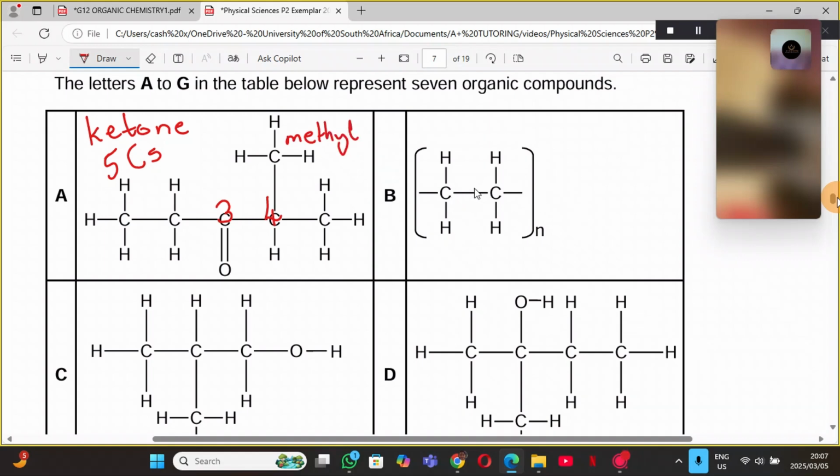This one, what does it look like? If we were to continue doing the same thing over and over, what functional group will we have? Won't it just be an alkane? Yes, it's an alkane.